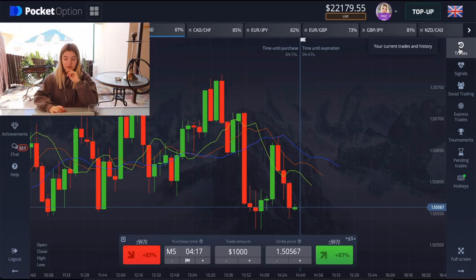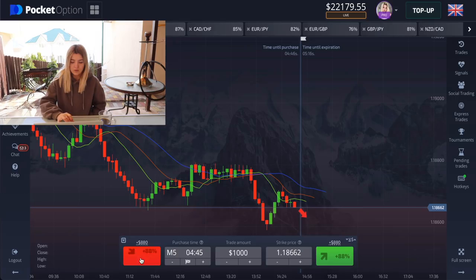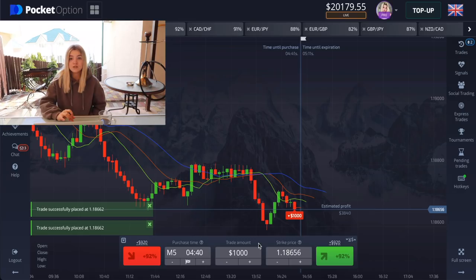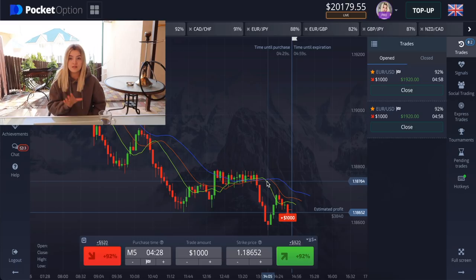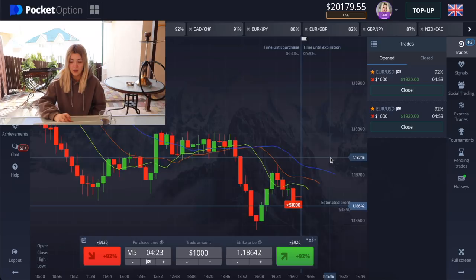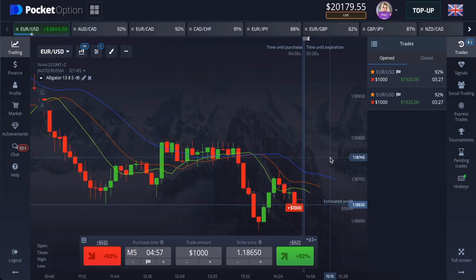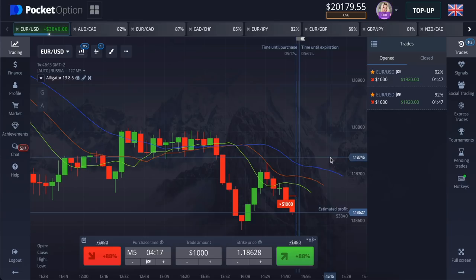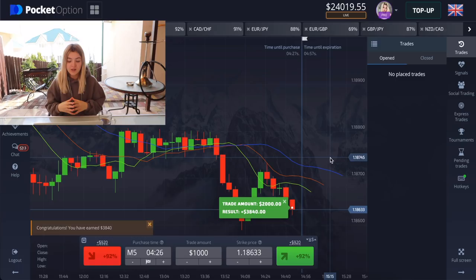Let's continue. Well guys, right here I see a good situation, so I'm gonna make a put option on 5 minutes too. Here we see that the alligator was sleeping and then the lines went apart from each other and the direction is falling down. Well guys, 3 seconds left and it's strong ITM, so we have a profit of $3,840. Let's continue.